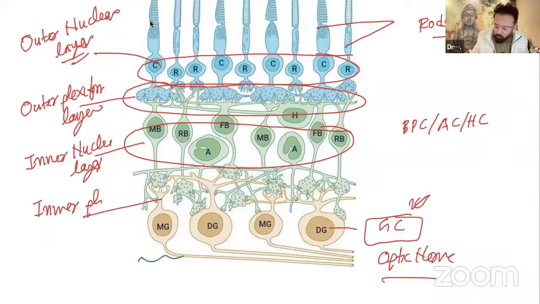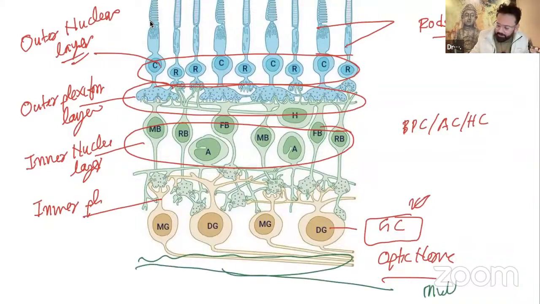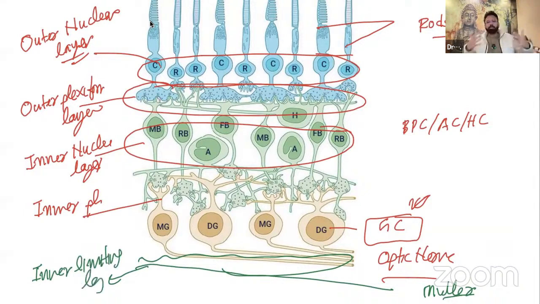And then we have Muller cell. Muller cell delineate, so it is called as inner limiting layer. Muller cell delineate, it is called as inner limiting layer.